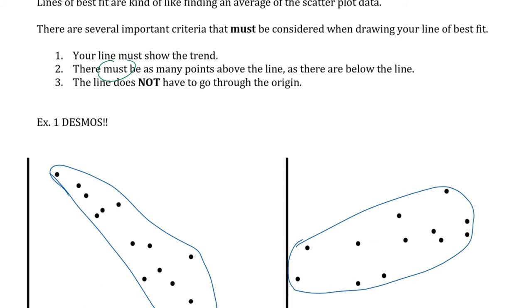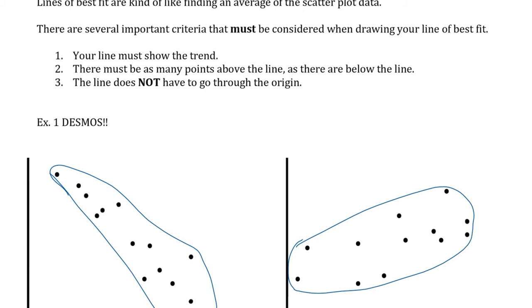This shouldn't say must. Question number 2 is not mandatory, but it says there should be as many points above the line as there are below the line. That's an average. You want to be close. So if you have 6 above and 4 below or something like that, it's fine. As long as you're showing the trend, that's the most important thing. But that's something to think about. If you're deciding between two different lines, you could try counting the dots and decide which one has a closer number above and below the line. So it's something to think of.